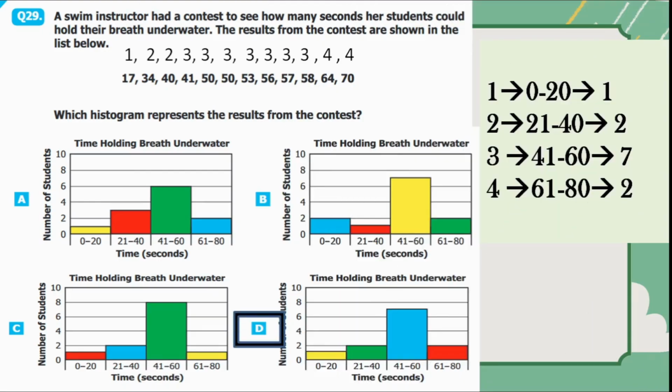Option D is the correct presentation of the data. Here we can see the first bar is ending at 1. Then the second bar is ending at 2. The third bar is representing 7 values. And the last bar is also representing 2 values. So that's why option D is the correct option.